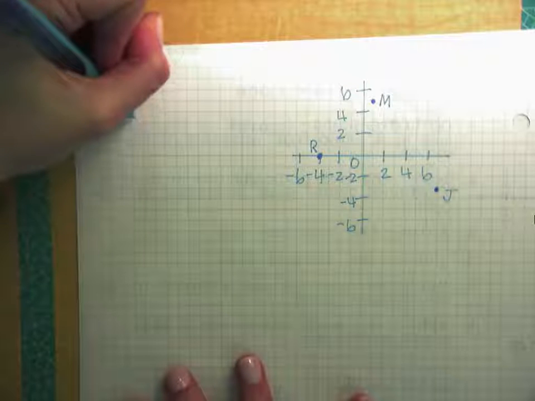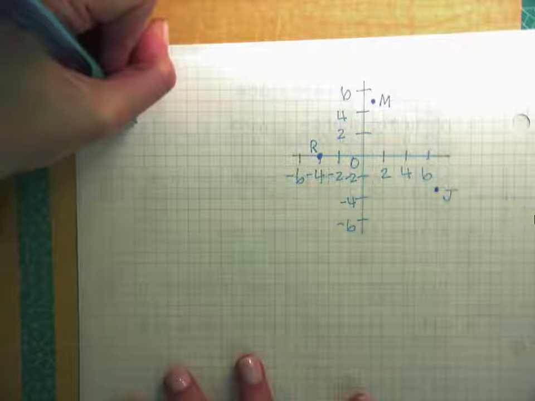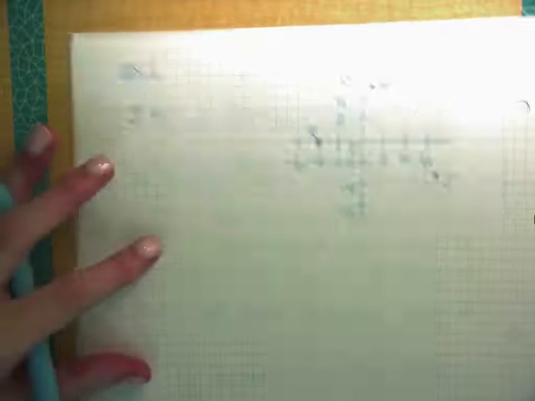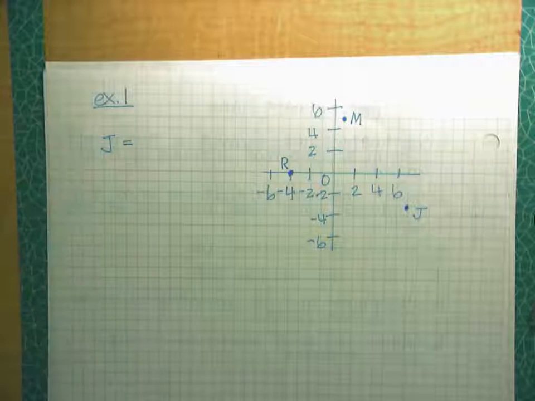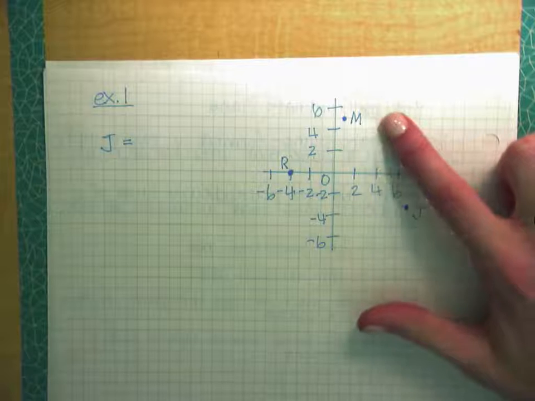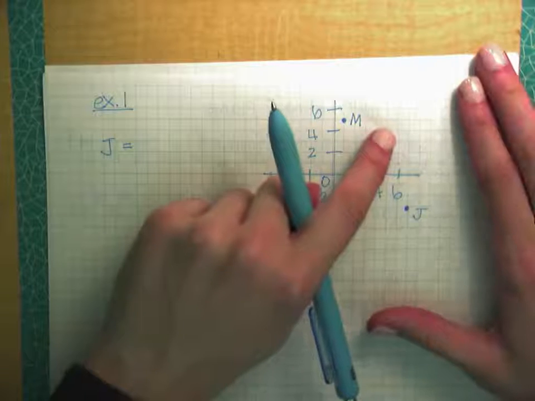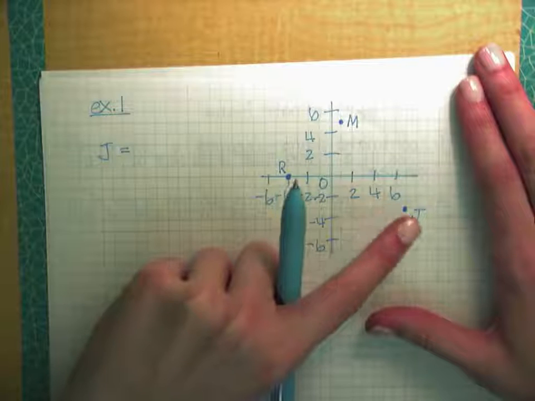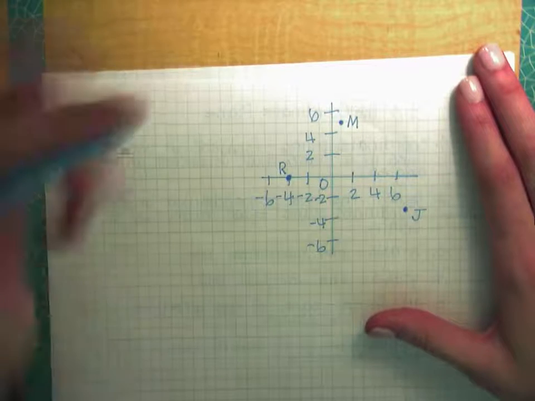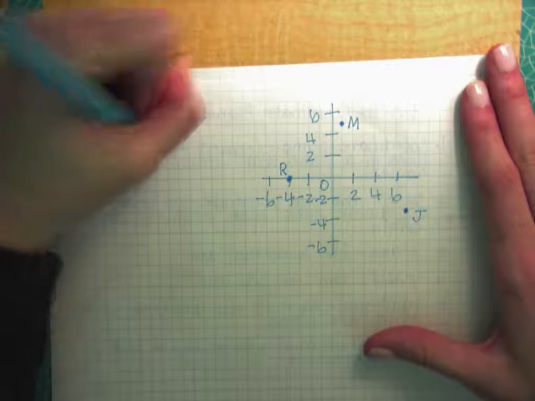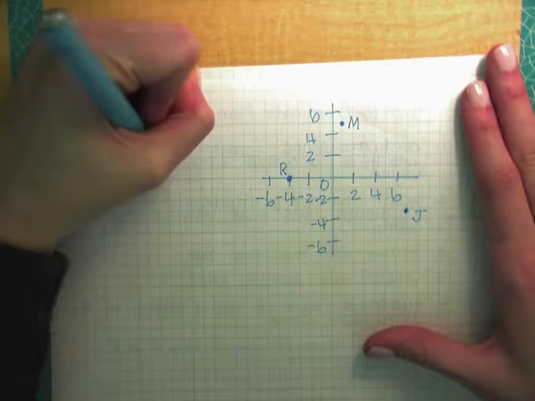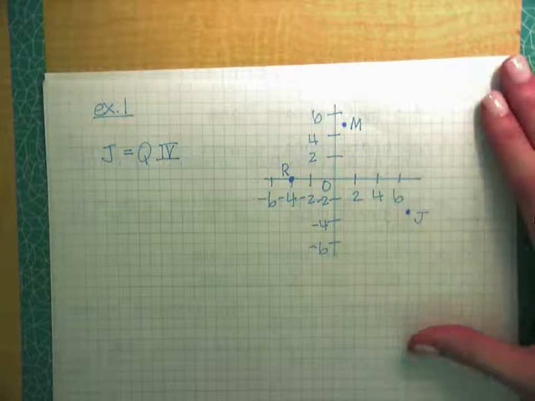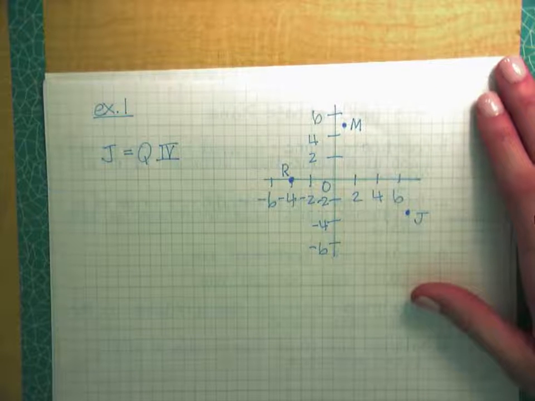So our first point, let's look at point J. We'll go in alphabetical order. So point J, let's see what quadrant it belongs in. Remember, we start counting here. So if we count counterclockwise, we would have quadrant 1, 2, 3, and 4. So point J is in quadrant 4. And you can even abbreviate that as Q4. But remember to use the Roman numerals.